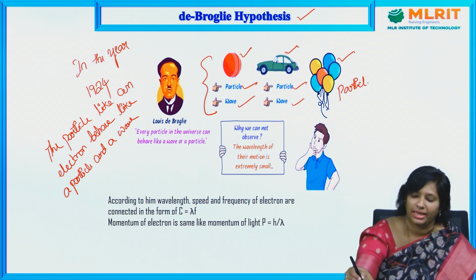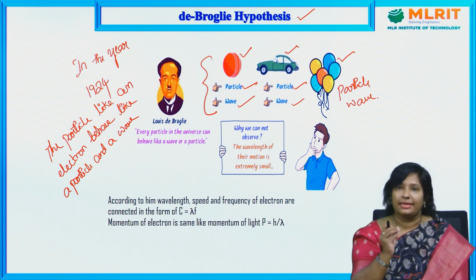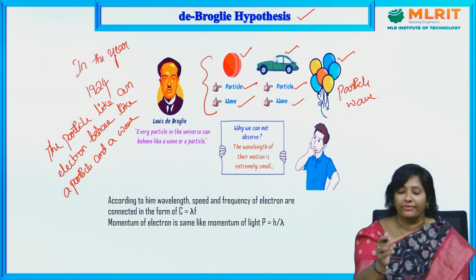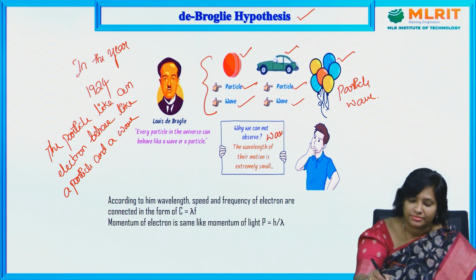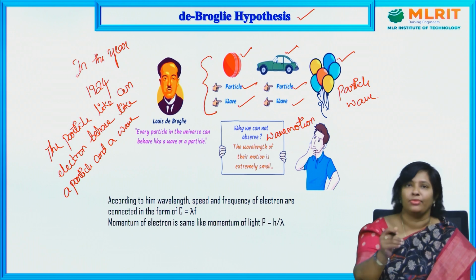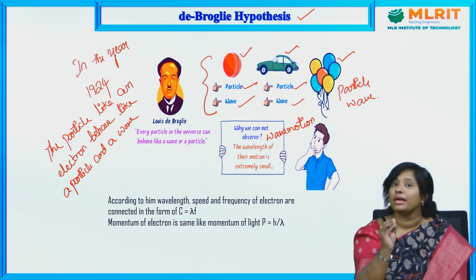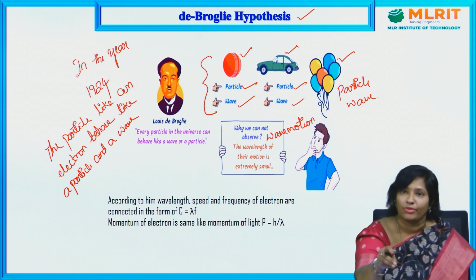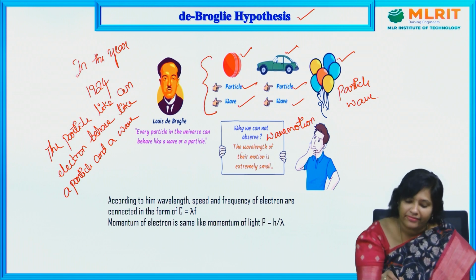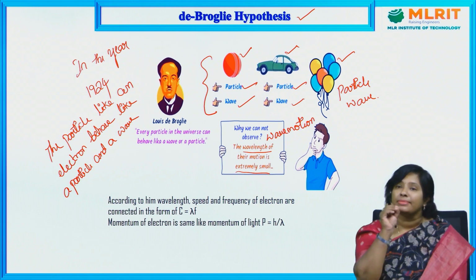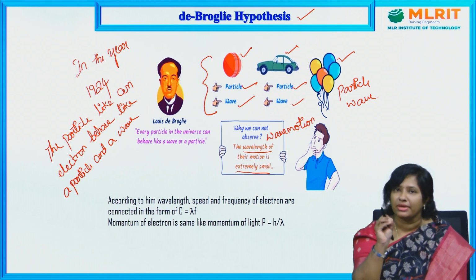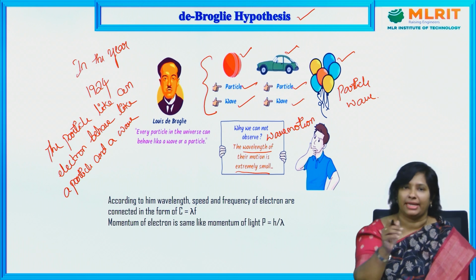Both behaving like a particle and a wave. Okay, but why don't we observe the wave motion of such bodies? Why can we not observe the wave motion of such bodies? Because their wavelength is extremely small. That's why we cannot observe the wave motion of such particles.